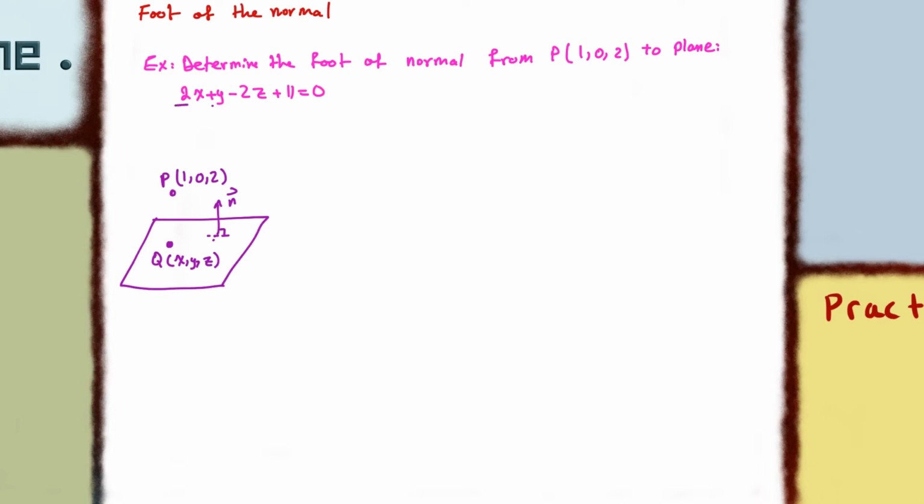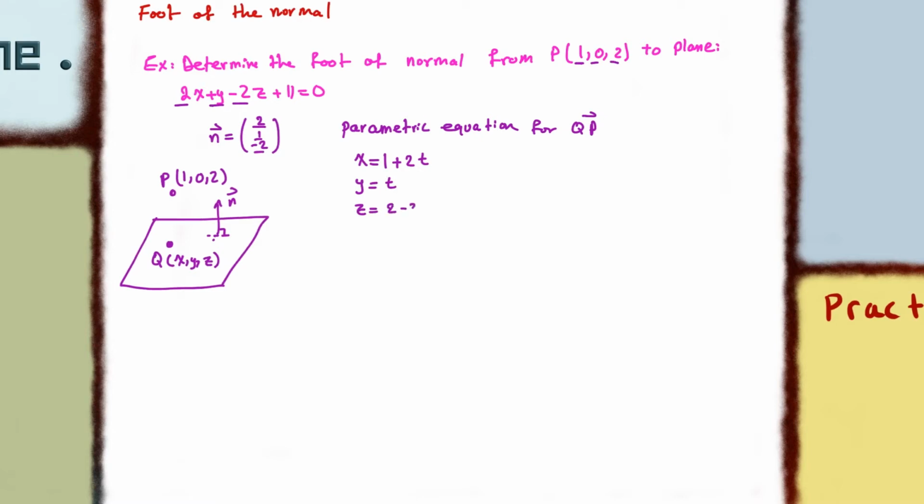Now we can determine the normal components from the Cartesian form. In this case, the coefficients of our x, y, z are 2, 1, and negative 2. And the parametric equation of QP will have point P. For x component, the point is 1, and the direction comes from the normal, that's 2t. Y component is 0, and the normal of that is 1t. And the z component has a z value of 2, and the normal component in the z direction of negative 2, giving us 2 minus 2t.